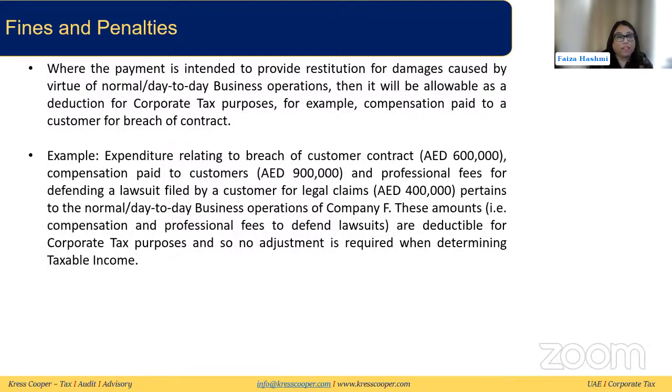So only those fines which are for breach of any law. For example, expenditure relating to breach of a customer contract, compensation paid to a customer, or professional fees for defending a lawsuit filed by the customer for a legal claim, these all will be deductible for corporate tax purposes, and no adjustment is required. Only where the fines and penalties are for infraction or violation of law do we need to add them back.